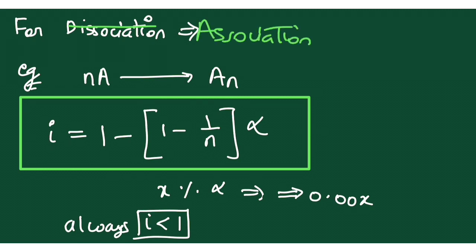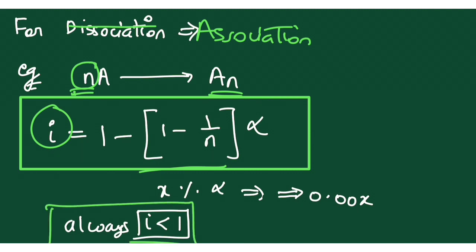Say when benzoic acid is forming a dimer in benzene, or acetic acid is forming a dimer in benzene, you will be given an equation like this: nA giving An. So here you have to take n: how many molecules are combining together to form an associated molecule? So i is equal to 1 minus (1 minus 1 by n) into alpha. Here i will always be less than 1, and alpha is the degree of association.